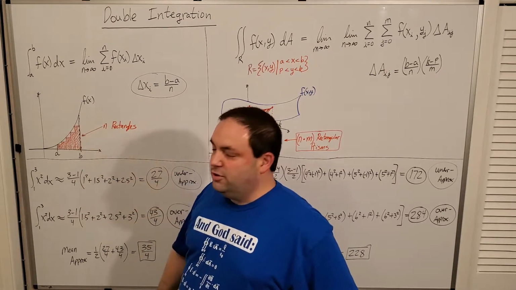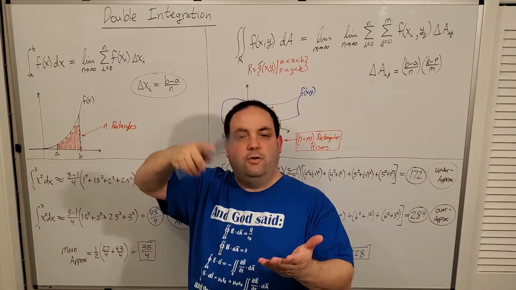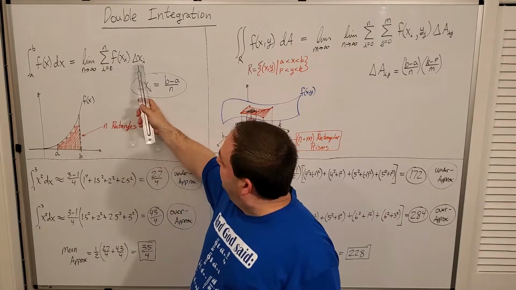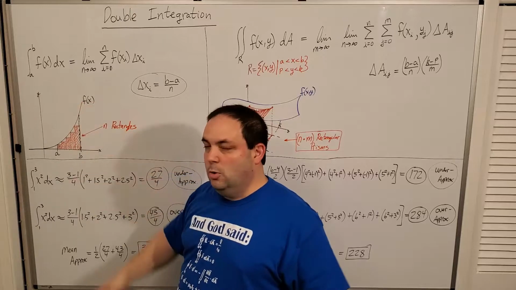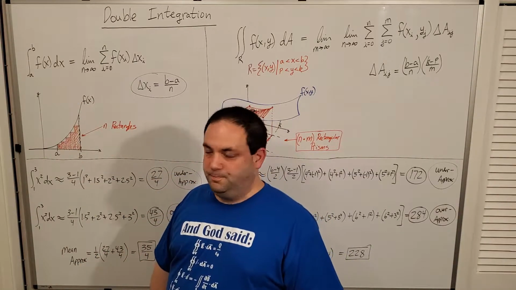Basically, you should get the idea that the integral is just adding up a bunch of function values. Okay? And as n goes to infinity, the delta x gets smaller and becomes the dx, which of course also links it to the derivative through that differential.